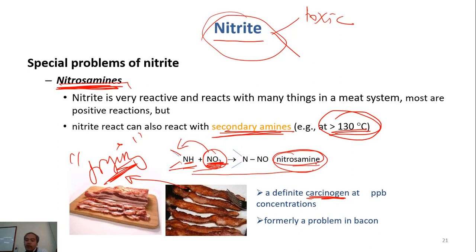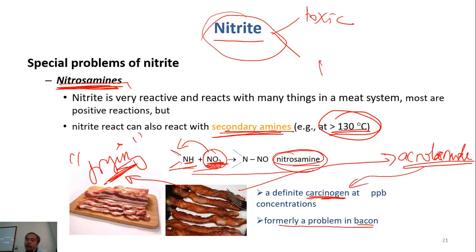This is not good. This was formerly a problem in bacon, in the past. But now they already know. They already limit the use. The dose allowed is low. With meat, when you fry or you bake, you also have a risk of formation of acrylamide. When you fry French fries, for example, at high temperature and there is protein in the product, it may form acrylamide. This is also a carcinogen.